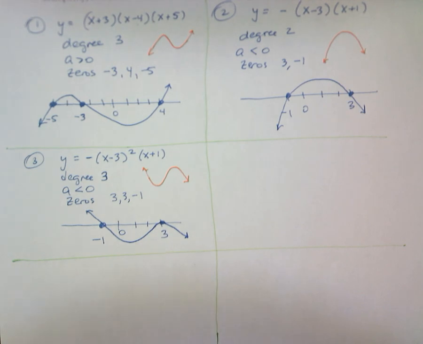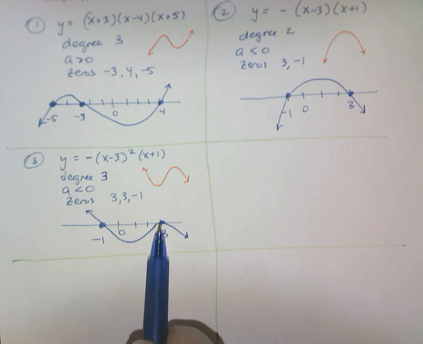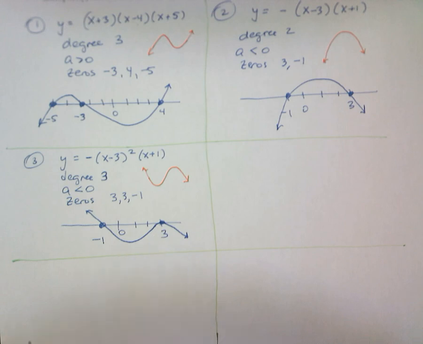Anytime you have a multiplicity that is an even number, the graph will not go through it. It bounces right off of it. Anytime you have a multiplicity that's an odd number, the graph will go through.